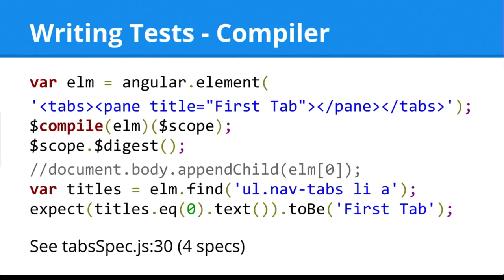So that saves time and a little bit of complexity, but there are times when you would need to add it to the DOM, like if you need to check the dimensions after it's been added to a page, or position in some cases. But this is a simple example of how you can just create the element, compile it with a scope, and check that the outputted element has at least the structure you would expect.